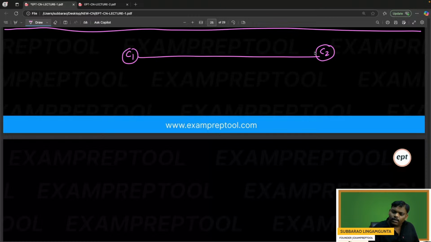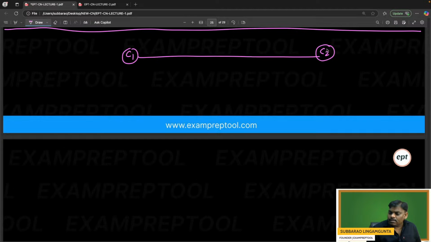Remember everyone, if C1 wants to communicate with C2, how will they communicate? Remember, whatever is connected to the internet, every device in the internet is associated with one address, that is called an IP address. So when C1 wants to communicate with C2, since they are both connected by internet, it has to communicate with the help of IP address.